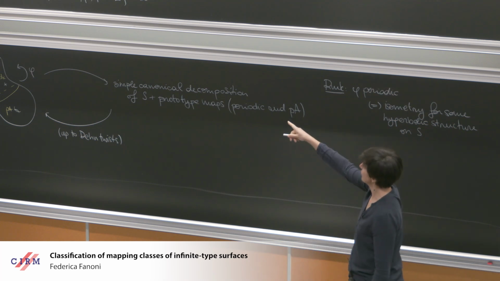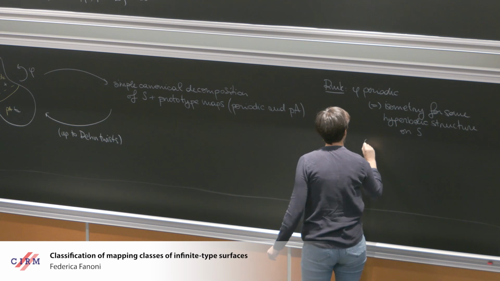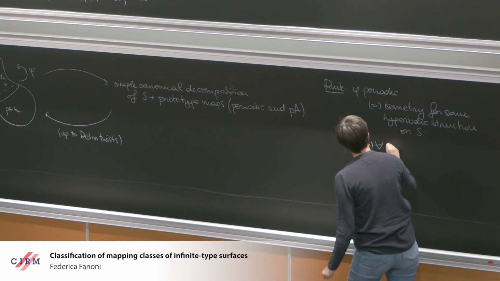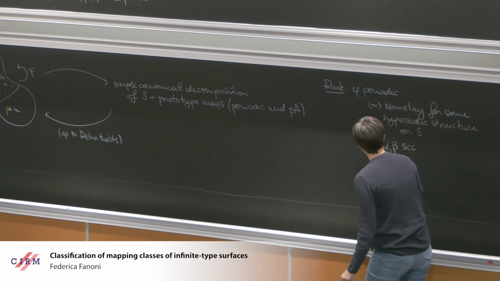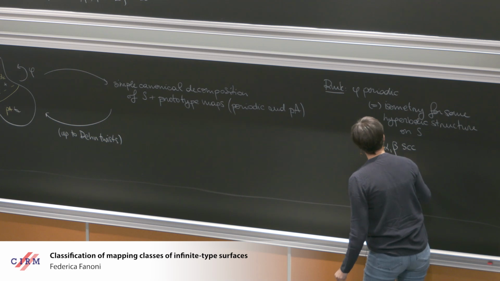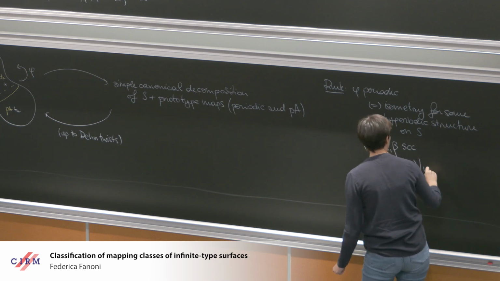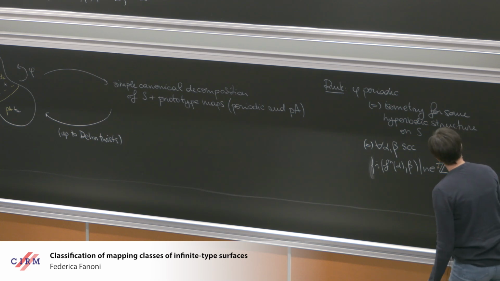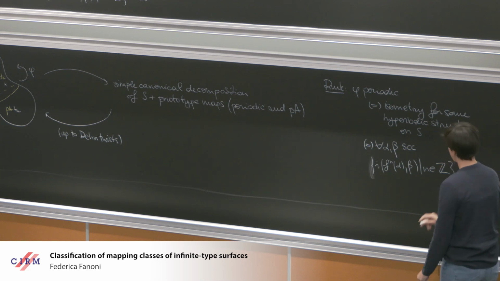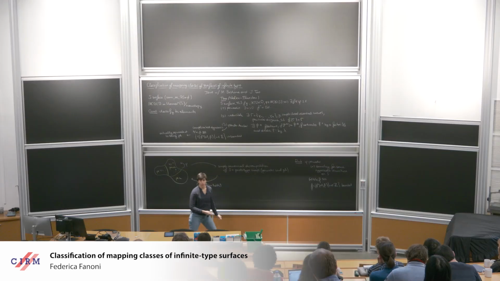And it's equivalent to having a very simple dynamics, in the sense that every time that I pick two simple closed curves, every time that I look at the number of intersections of the iterates of one with the other, this collection of numbers is always bounded. Not uniformly, of course, it will depend on the two curves I start with, but it's always bounded.